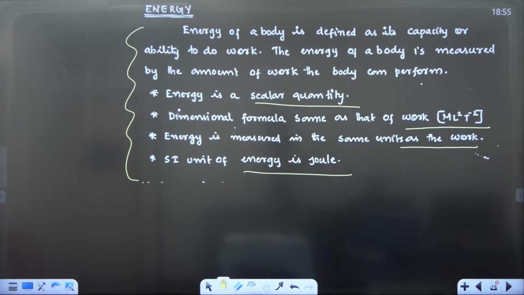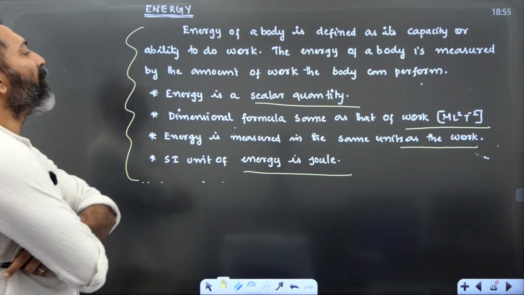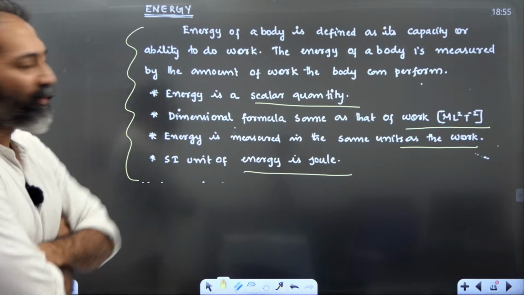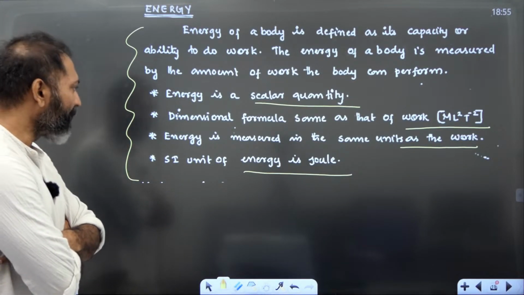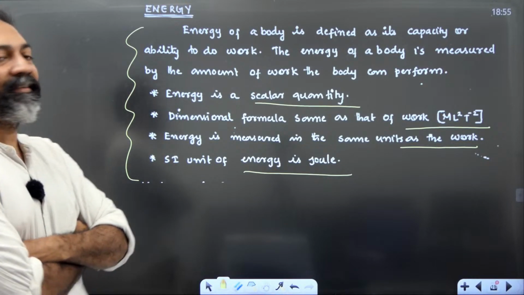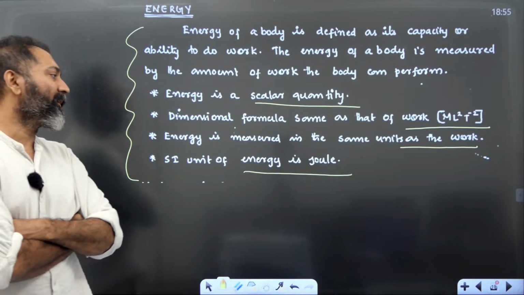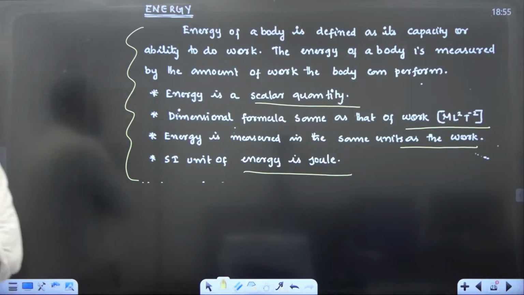Energy of a body is defined as its capacity or ability to do work. The energy of a body is measured by the amount of work the body can perform. How much work a body can perform is called energy. Energy is a scalar quantity. Dimensional formula of energy is the same as that of work done. Energy is measured in the same unit as that of work. SI unit of energy is joule.